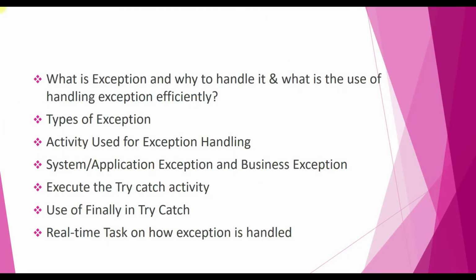These are the topics we are going to cover today. What is exception and how can we handle it? What are the types of exception? Usually we can categorize exception into two types, that is system exception and business exception. System exception, we can also say it as an application exception. Then we will see how to execute try catch activity and what is the use of finally block in try catch. And at the last we will see a real-time task on how exception is handled.